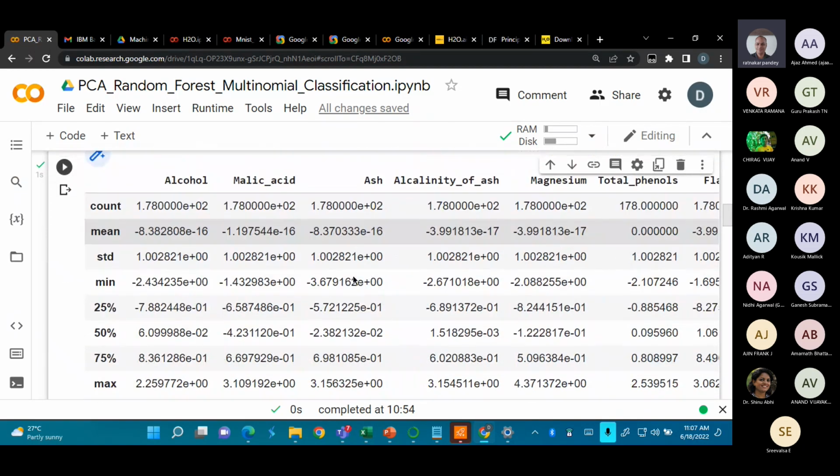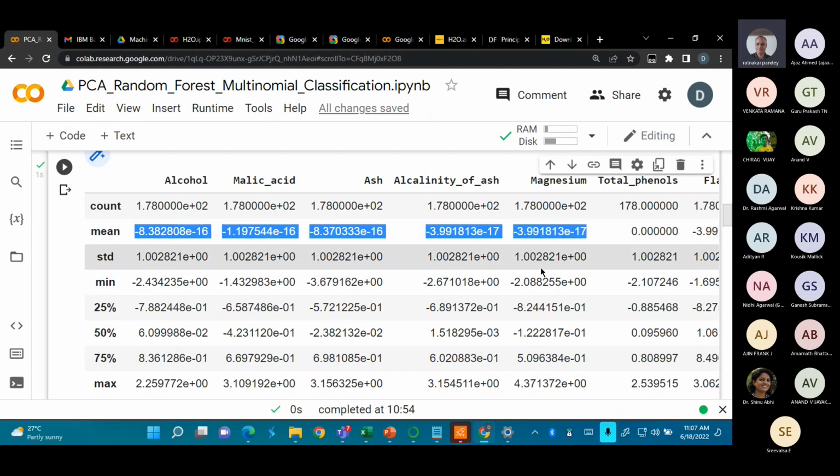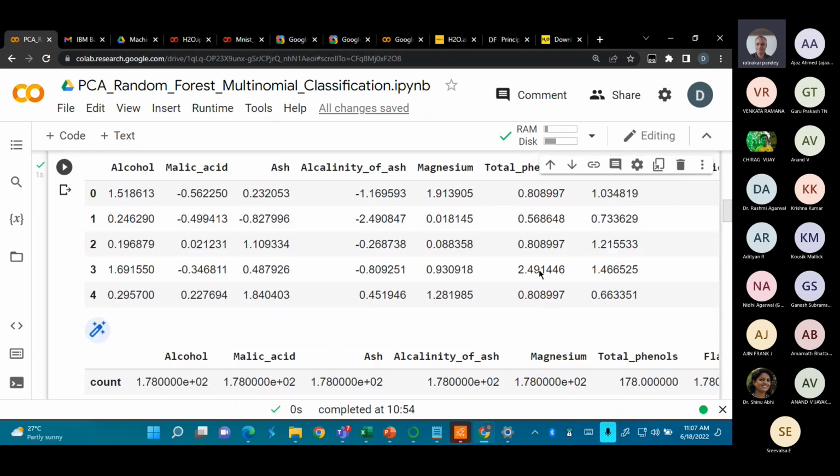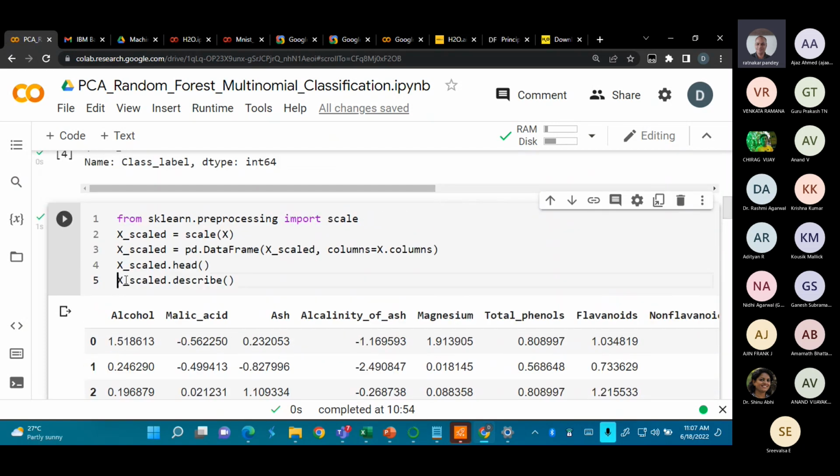So now you can see, going back to what Avanath you were trying to explain, for each of these variables, mean is 0. You may not believe that this is 0, but this is 0. Actually, e to the power minus 16 is 0, right? So let's see if we can round this off to make it much more pretty. So let's do np dot round, and let's do 2 decimal places.